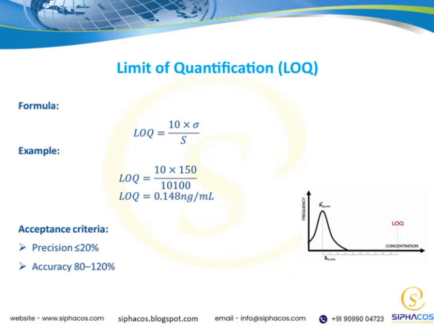Now, let's talk about the limit of quantification, or LOQ. This is a key concept in analytical methods because it defines the lowest amount of a substance that we can reliably measure with acceptable precision and accuracy. Essentially, it's the point at which our method can produce trustworthy, reproducible results. Understanding the LOQ is crucial because it helps us determine the sensitivity of our analytical technique.